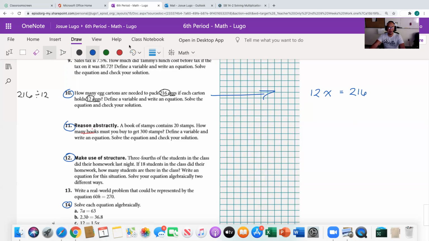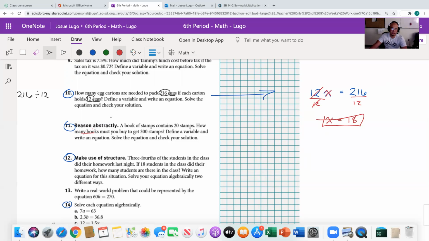All right. So again, we need to isolate the x. We want to isolate the variable. Since we're multiplying by 12, let's do the opposite. So let's divide by 12. Let's divide both sides by 12 because whatever you do to one side, you must do to the other. All right. 12 divided by 12 is 1. 1 times x is just x. And 216 divided by 12 is going to give you 18. Pretty simple.